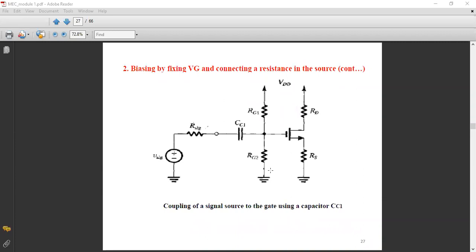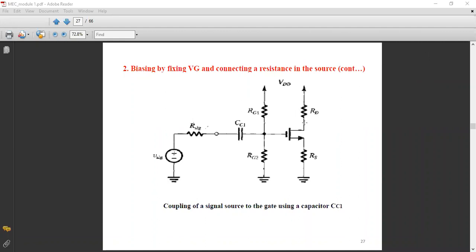Then, a more practical approach: we will be giving a signal source V signal, which will be very weak, and this is to be amplified. So in between the signal source and the gate terminal, we will connect a capacitance, which is called a coupling capacitor CC1. And why you require coupling capacitor CC1, that also I have discussed in the last class. That is to ensure the blocking of DC and passing of AC.